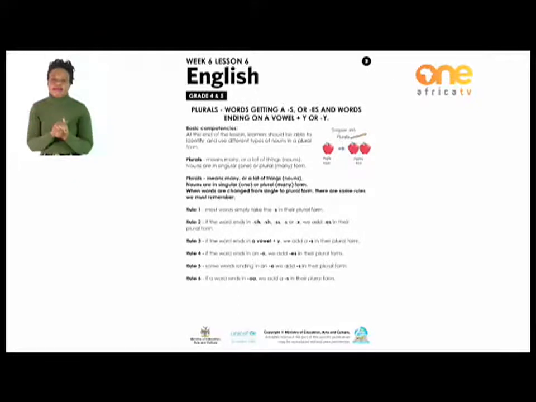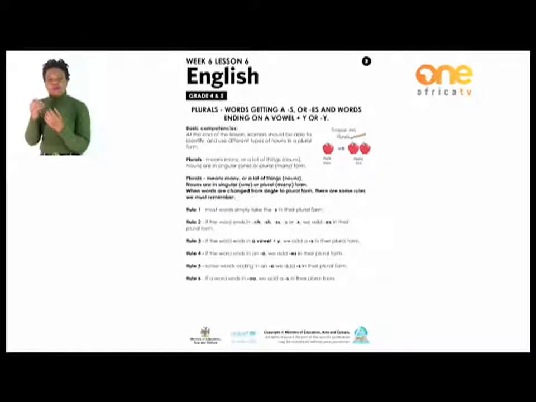But before we get in deeper into our lesson, let's talk about the competencies. At the end of the lesson, learners should be able to identify and use different types of nouns in plural forms. By the end of this lesson, I hope everyone will be able to identify, whenever you are reading, nouns and be able to change them or use them in their various plural forms.